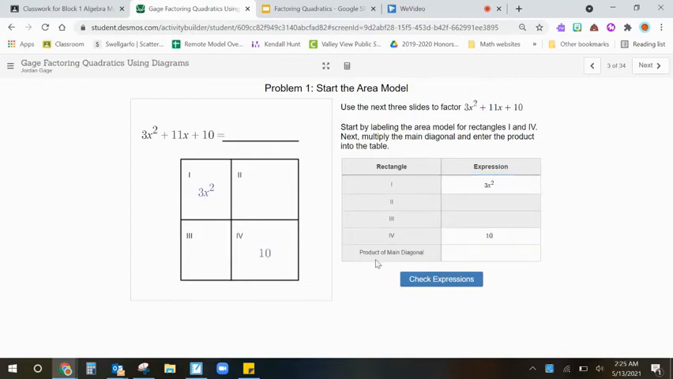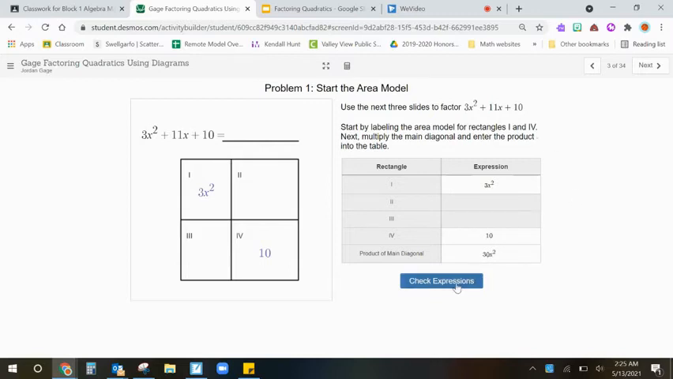And now what does this mean? Product of main diagonal. Well, what we're going to do is multiply these diagonally. So 3x squared times 10, what would that give me? 30x squared. Okay, this is going to show you how to factor, and I'm telling you, the more practice you have at this, you're going to get really, really good.